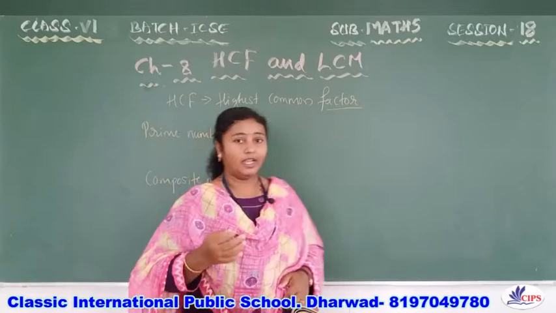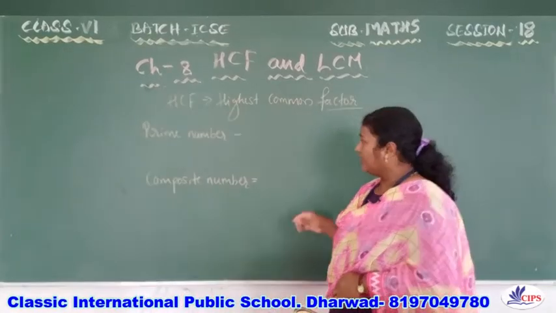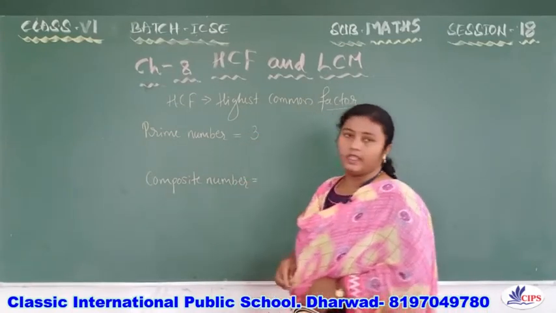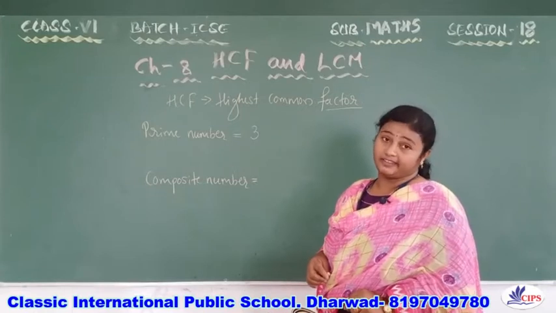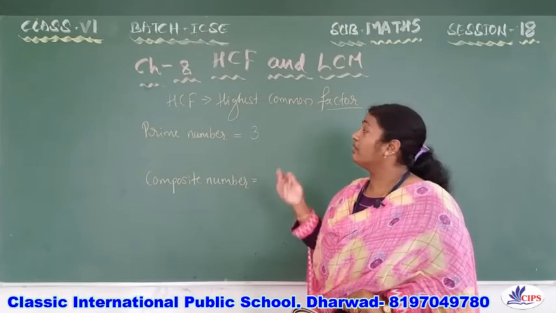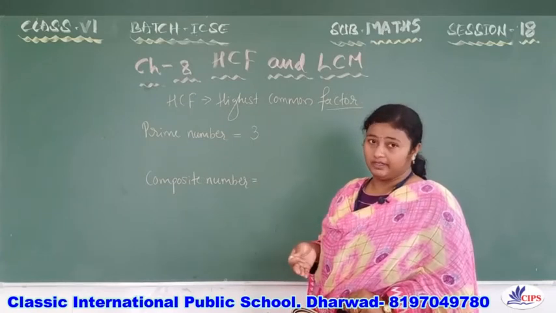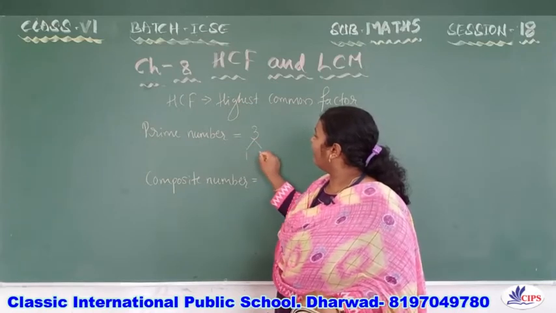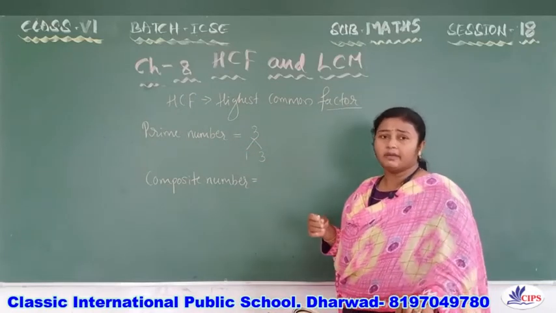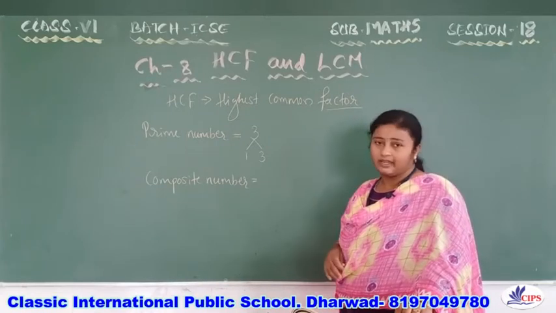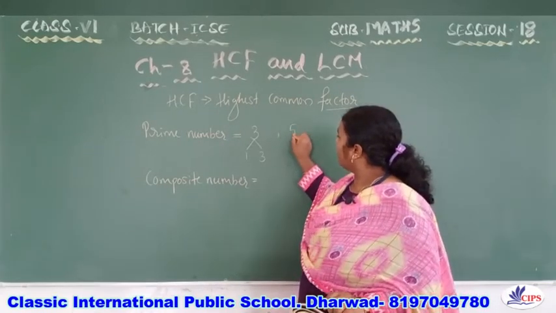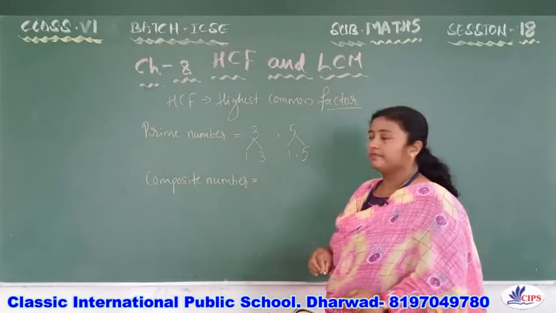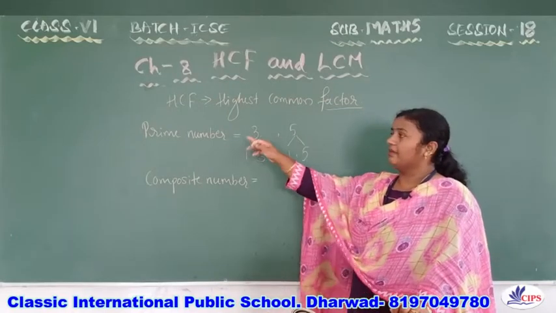So what is the meaning of prime number? A number which has only two factors. For example, 3. Factors means a number which divides a given number completely without any remainder. So 3, I am writing here, can be divided by only 1 and 3. It is not divided by any other numbers. One more example, 5, is divided by only 1 and 5. So these types of numbers are called prime numbers.